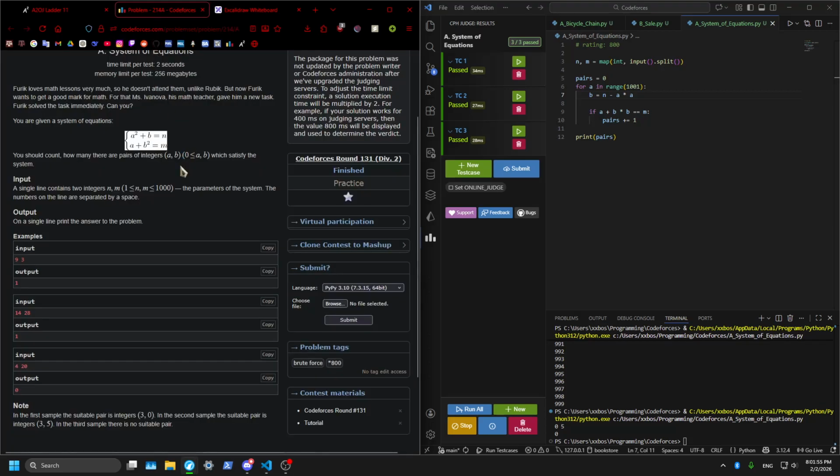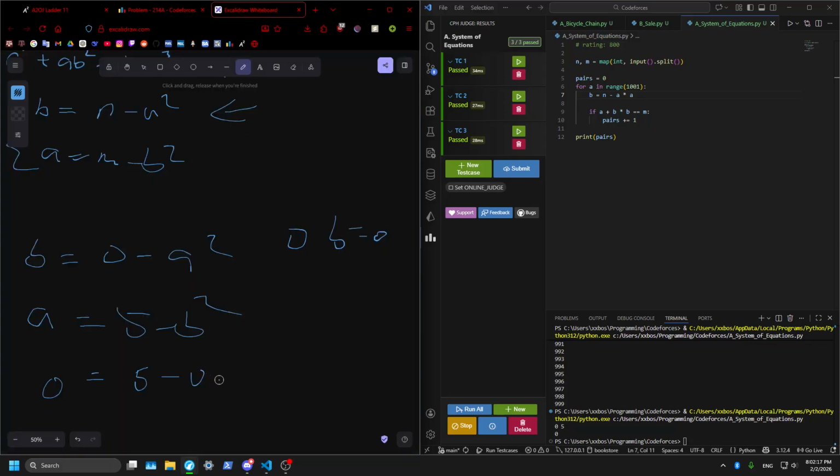About negative numbers. N and M are guaranteed to be 1 through 1000. So it won't be 0, which is good. So this should be it, because we'll never go through a case like this.